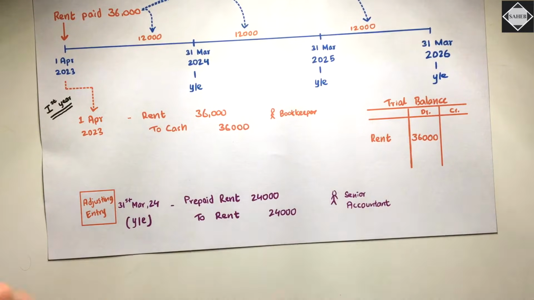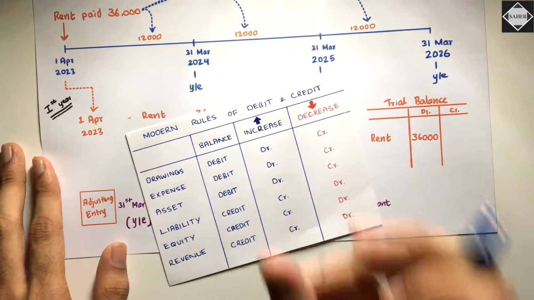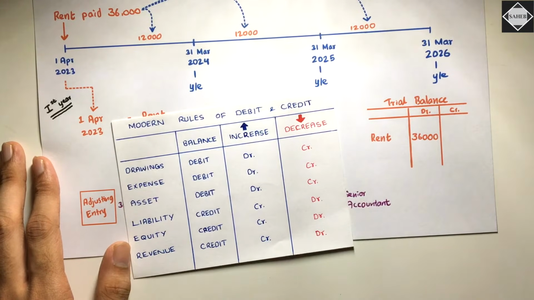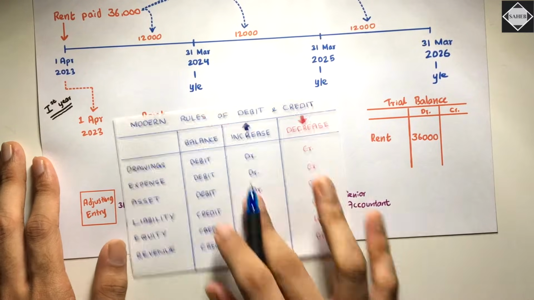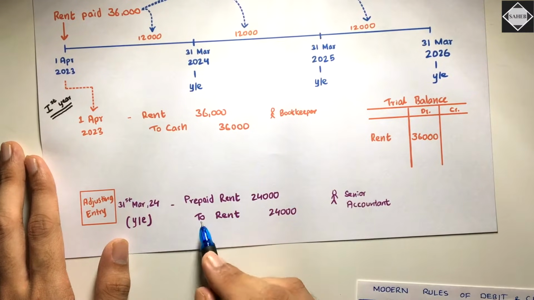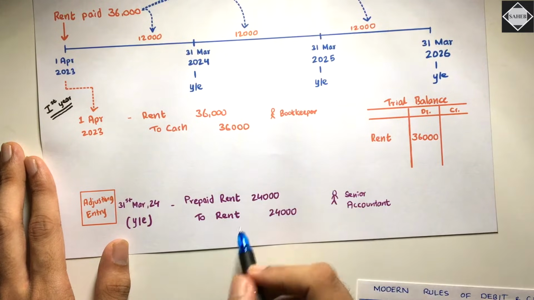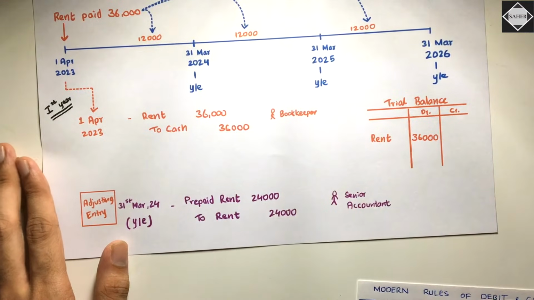You do that on the basis of debits and credits. Rent account is an expense account. It's 36,000. You want to decrease it by 24,000. So you will credit the expense account. You will credit the rent account, to rent 24,000. 24,000 value has been removed from the rent account. Is that clear? Simple and straightforward.